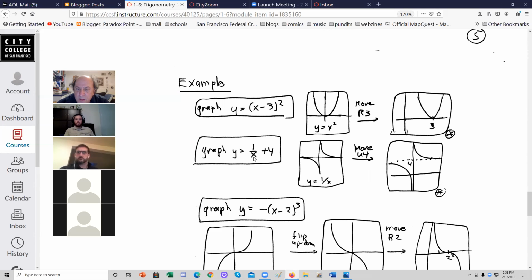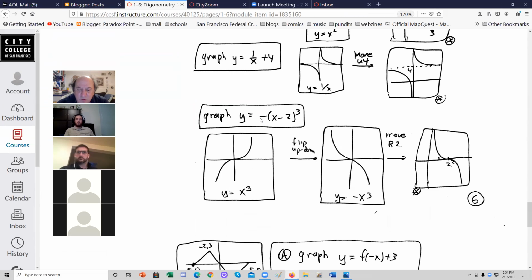Graph 1 over x plus 4. 1 over x is this hyperbola. This plus 4 moves it up 4, so it looks like this. So instead of having a horizontal asymptote at y equals 0, it's asymptotic to y equals 4.